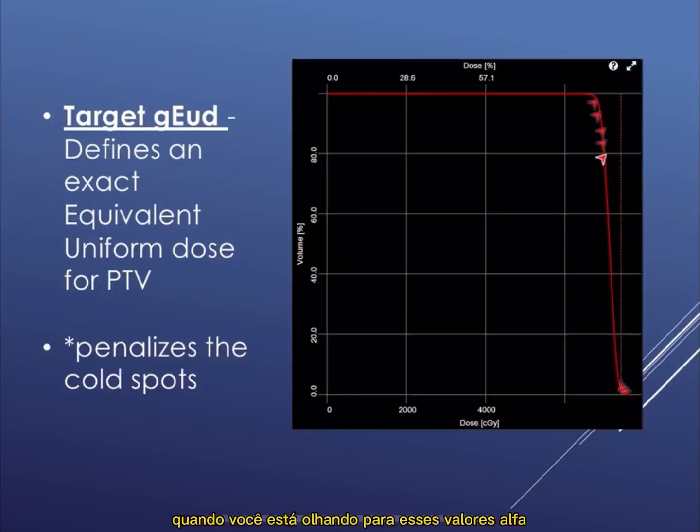When you're looking at these alpha values, A equals 1 is really the mean dose, while when you go to +40, it concentrates on the hot spots for the OARs, and as you go more to the negative side, it concentrates more on the coverage of your target volume.